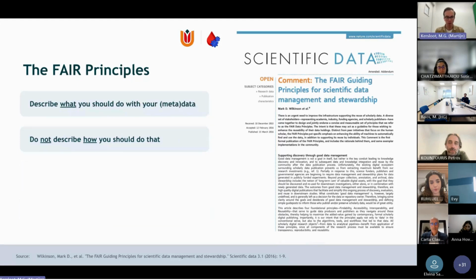To summarize a bit what they do, they describe what you should do with the data and the metadata that you collect and the infrastructure you store that on. But they're guiding, so they do not really describe how you should do that. It's not really a checklist that you go through. It's more of a direction that you're steered towards.